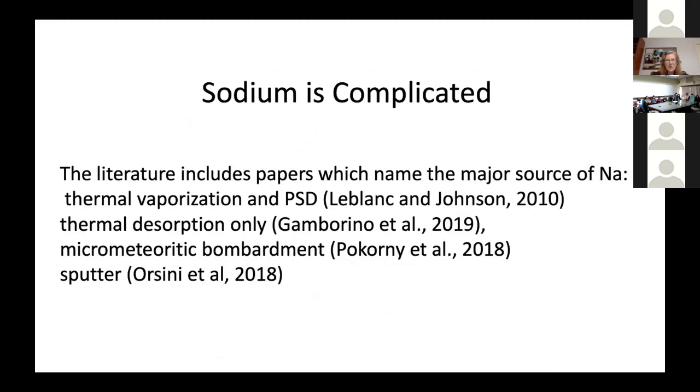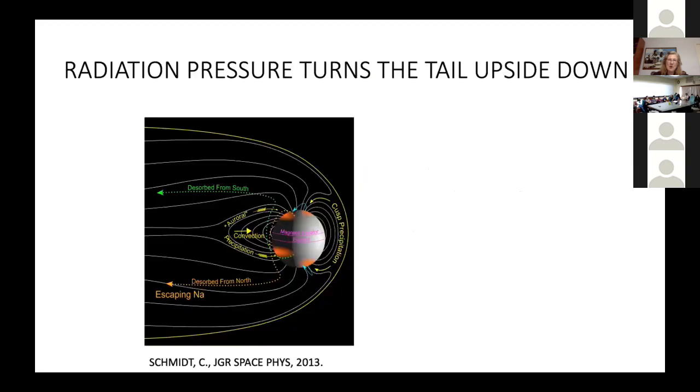So sodium is really complicated, and the literature includes papers which name the major source of sodium to be thermal vaporization and PSD, which was from LeBlanc and Johnson, thermal vaporization from Gamborino, micrometeoritic bombardment from Pokorny, or sputtering from Orsini. So people don't agree on even what the most important source process is.